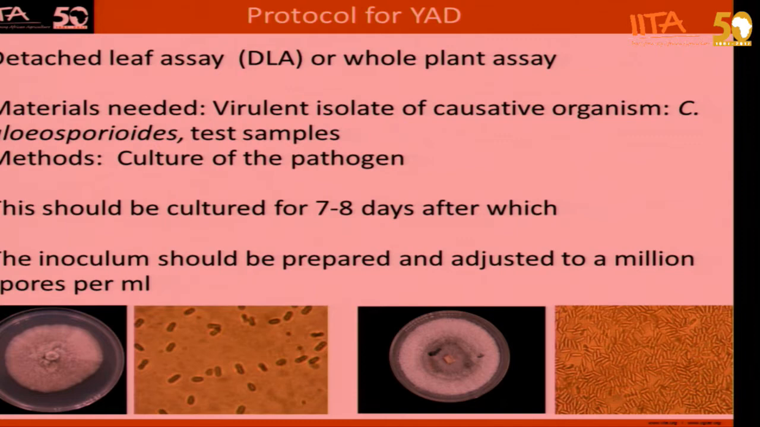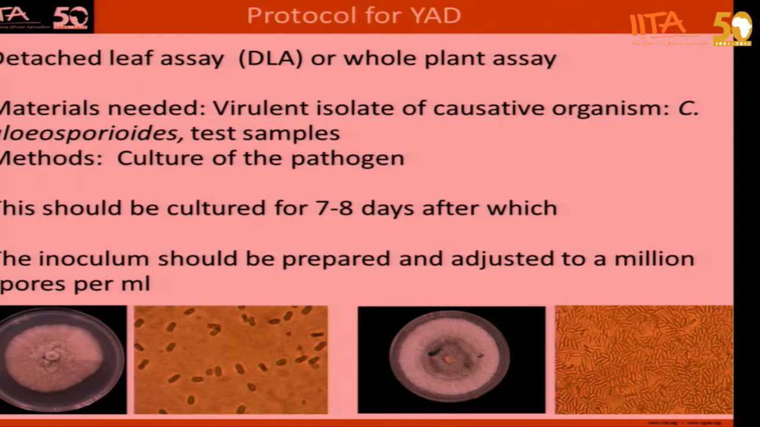For the yam anthracnose disease, the protocol that we are using for the detached leaf assay or the whole plant assay involves us having the virulent isolate of the causative organism, Colletotrichum gloeosporioides. We need all our test samples, and we also need to culture the pathogen. So we should culture this for 7 to 8 days, after which the inoculum will be prepared, and then we adjust it to 1 million spores per ml, which is the recommended concentration for inoculation.